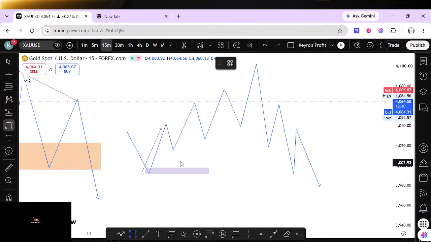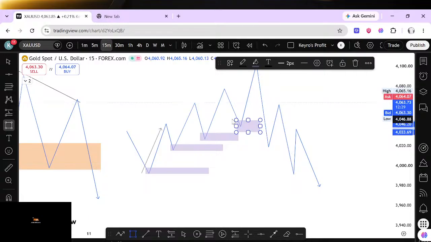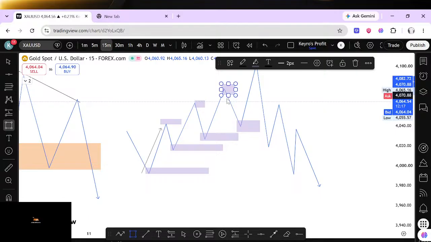Another support is here. This is a support zone. Another support is here. This is a support zone. Another support is here. Now the resistance. Any point that makes the market move bearish, here, here, here, that is a resistance level. Those are the resistance levels. Are we together with that point?